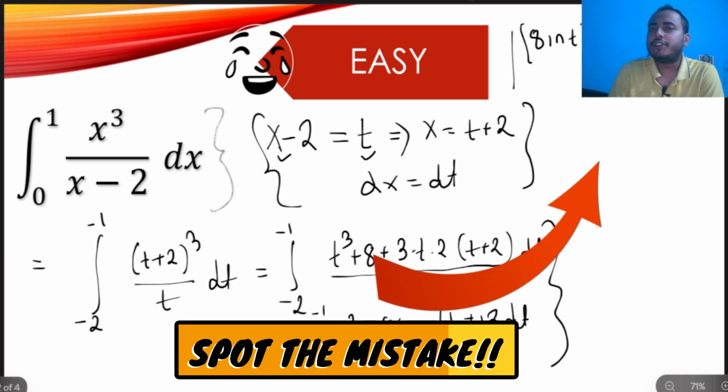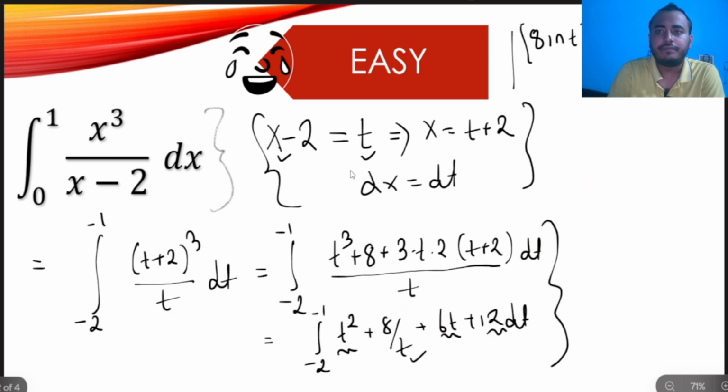So the first assumption should be that ln t is not defined for negative numbers, therefore this integral does not converge because this does not give you a real answer. And another assumption could be that, okay, fine.